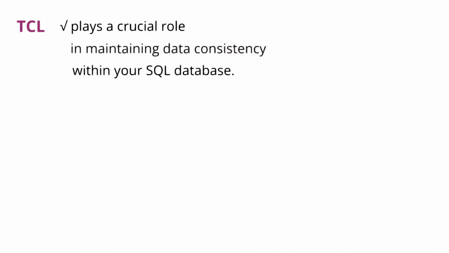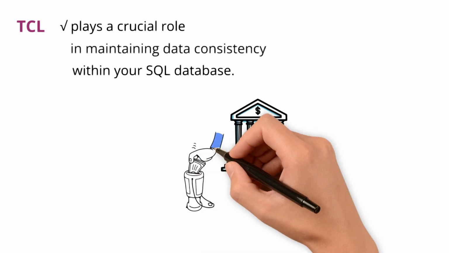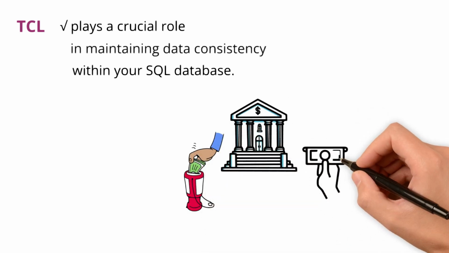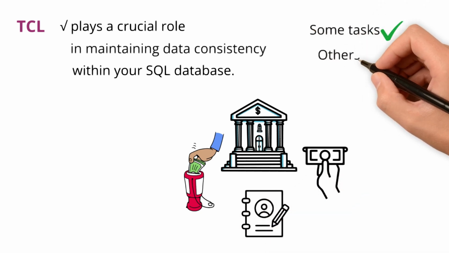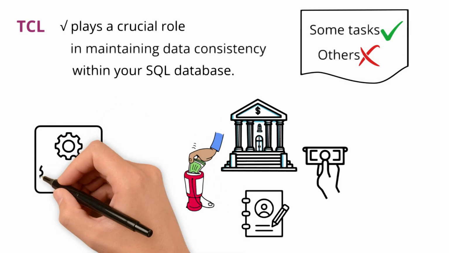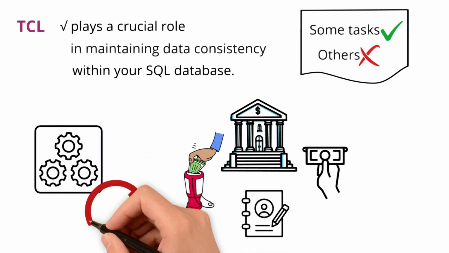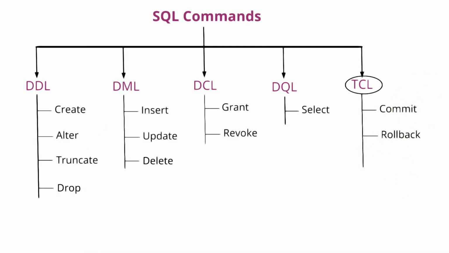What does it do? TCL plays a crucial role in maintaining data consistency within your SQL database. Imagine a group of tasks you need to complete at a bank, like depositing a check, withdrawing cash, updating your address. You wouldn't want some tasks to succeed while others fail. Here, TCL acts like a safety net, ensuring all operations within a transaction are completed successfully or none at all. The commands are commit, rollback, and savepoint.